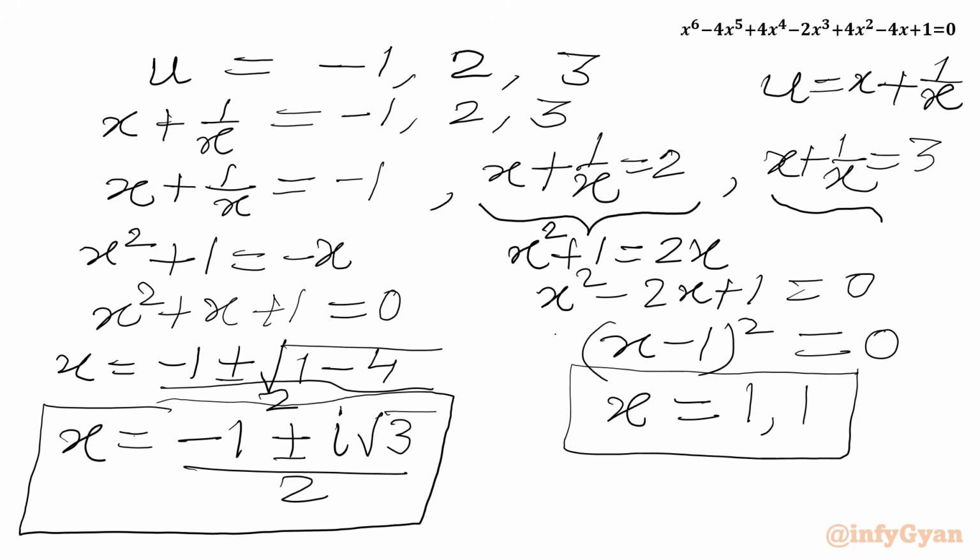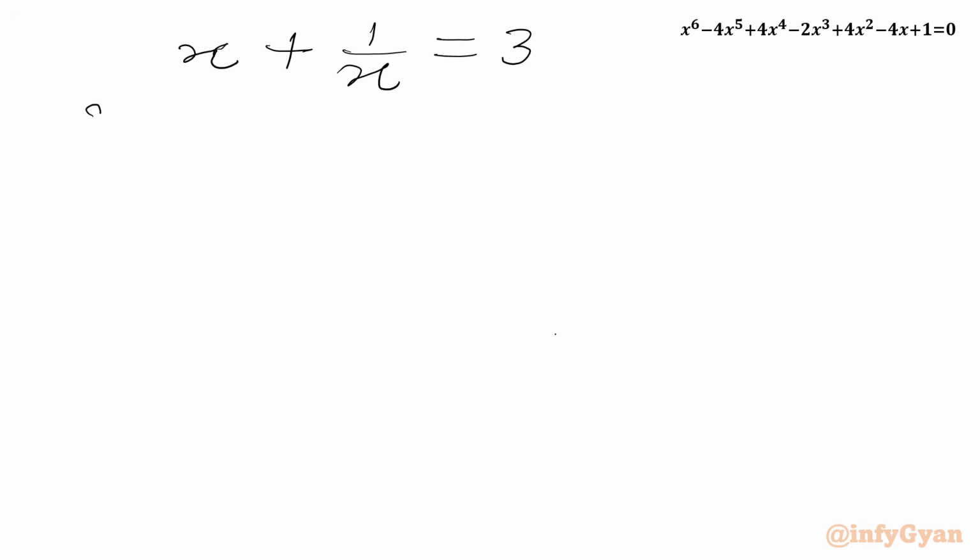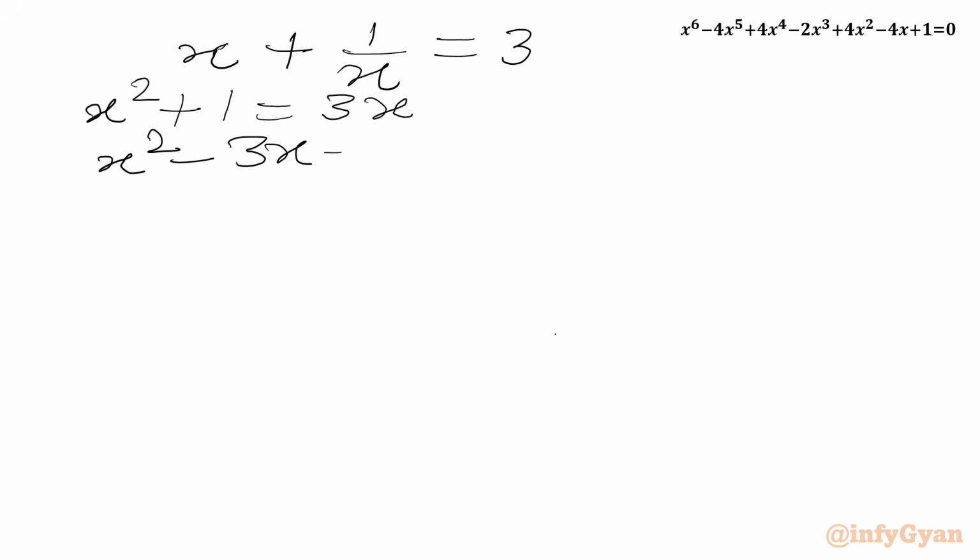Now we have last equation, x plus 1 over x equal to 3. Multiply both sides by x. We will get x square plus 1 equal to 3x. Or we'll write all the terms to LHS. X square minus 3x plus 1 equal to 0. We'll be using quadratic formula. Here A is 1, B is -3, C is 1. Here we'll write minus sign.